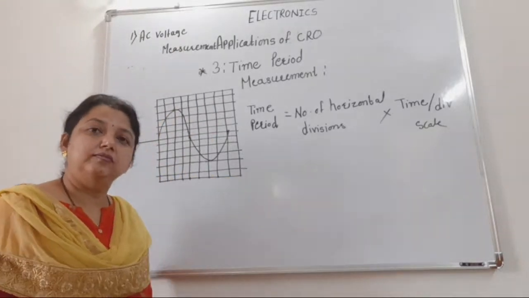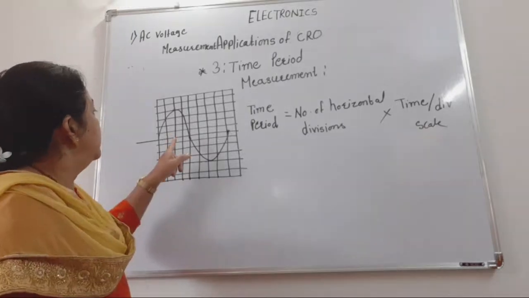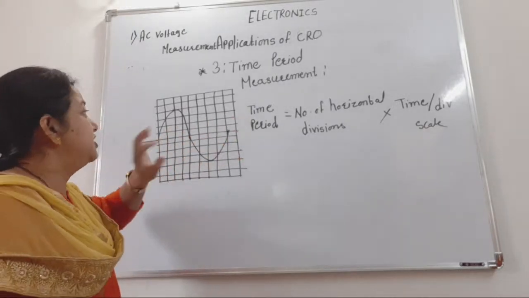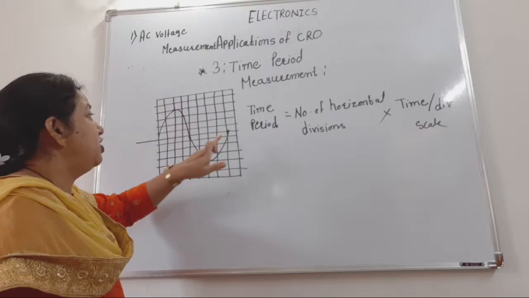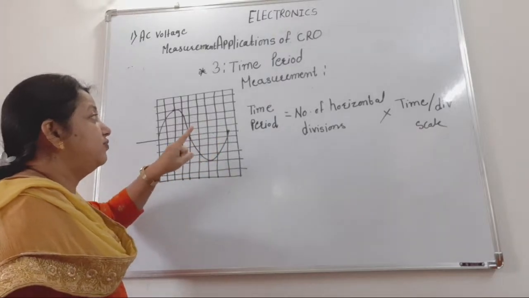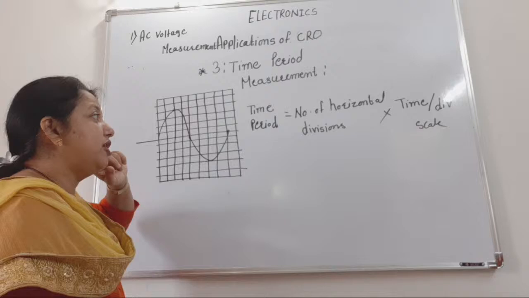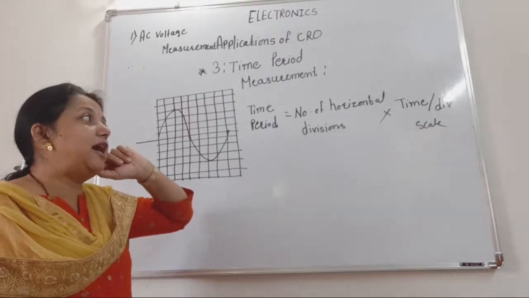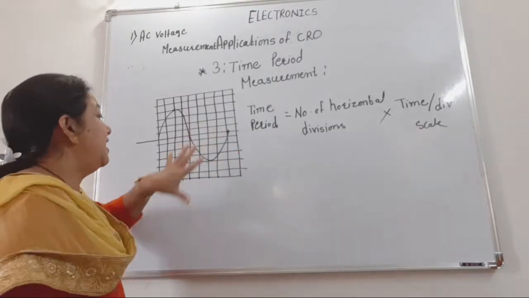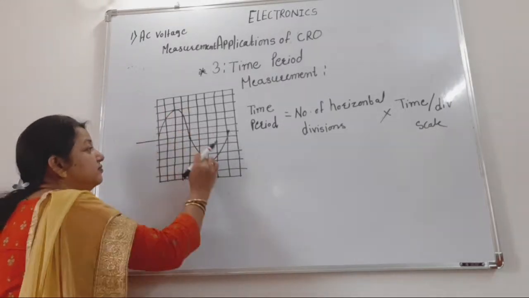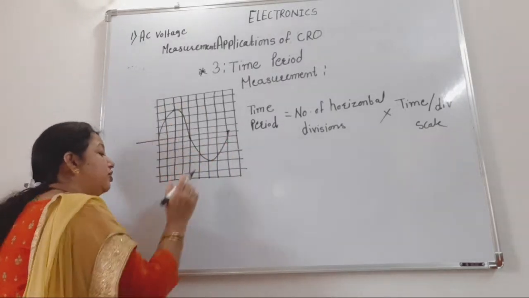Yes. So by varying the time per division knob, we adjust the wave on the screen of CRO like this. Therefore, the formula for periodic time is the number of horizontal divisions multiplied by the time per division scale, to adjust this similar wave on the screen of CRT.